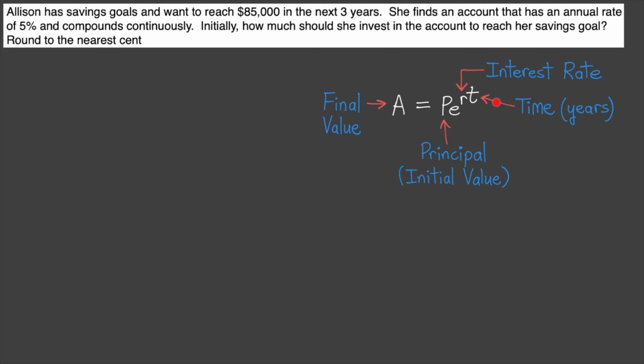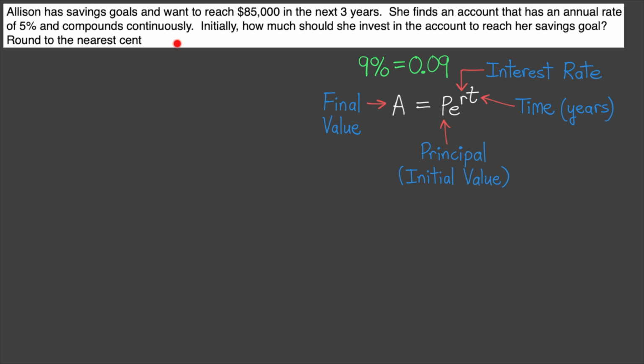R is the interest rate. Now, as a reminder for interest rate, if they gave you 9% interest, we always plug in a decimal. So we move the decimal over 2 places to the left and we get 0.09. And that's what we would plug in for R if the interest rate was 9%. Lastly, we have T, which stands for time in years.